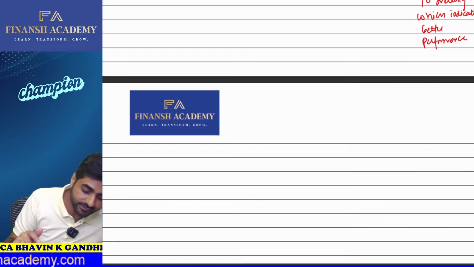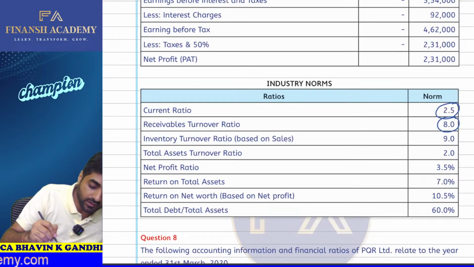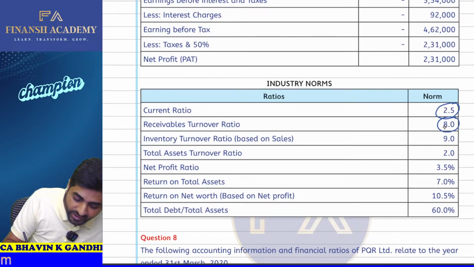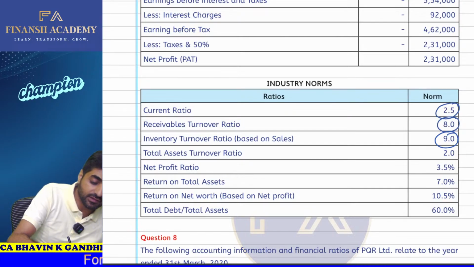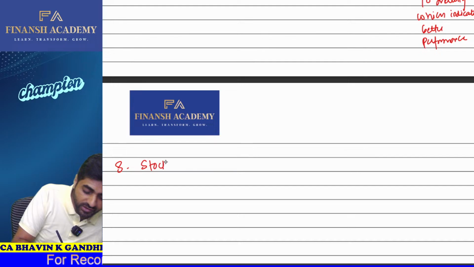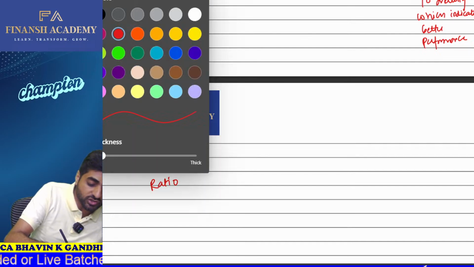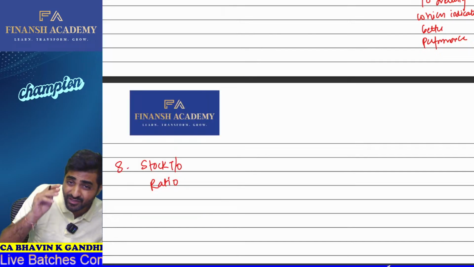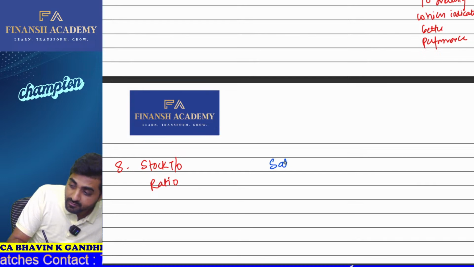Next part, third. What is the third part? Your inventory turnover ratio based on sales. So now we are having stock turnover ratio. So what's the formula for stock turnover ratio? As you all know, your stock turnover ratio is nothing but COGS upon average stock. But here we are going to take sales upon average stock.